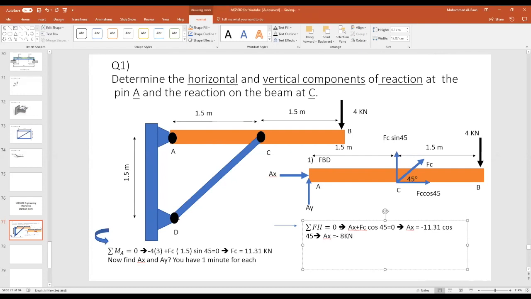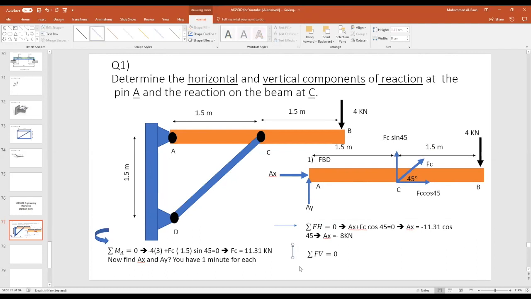Summation of forces. I will just copy this one, so at least we'll save my time. And I will call this one vertical. Summation of forces in the vertical direction equals 0. To make it easy for me, any forces going upwards is the positive force, and I need to determine which one.